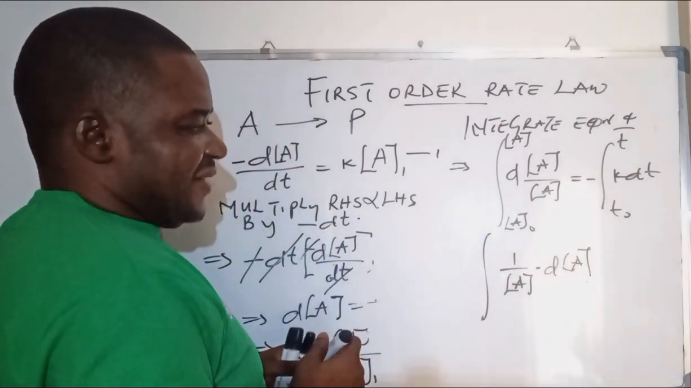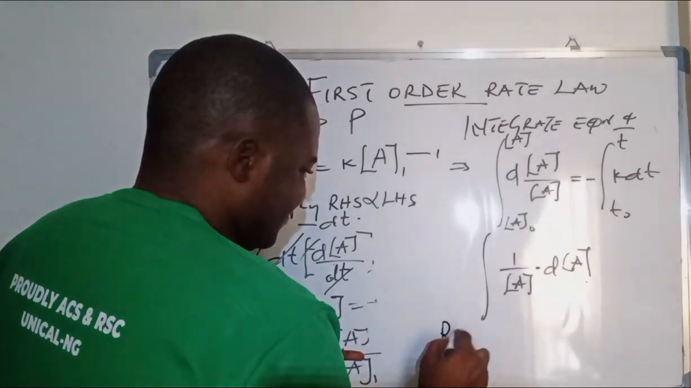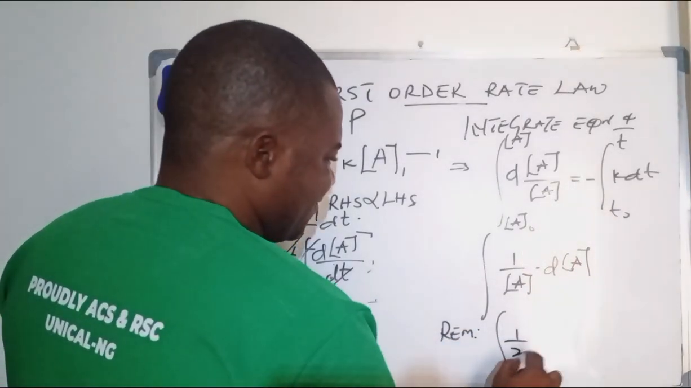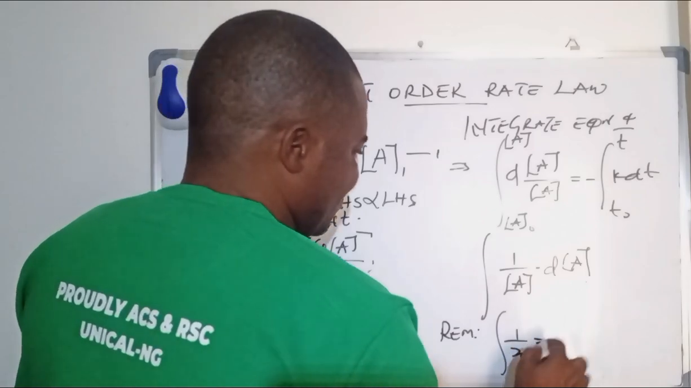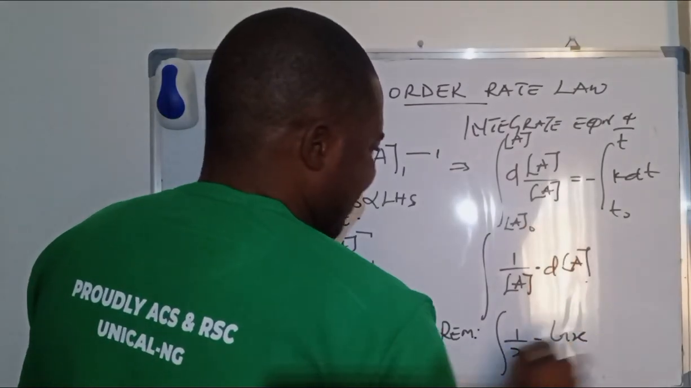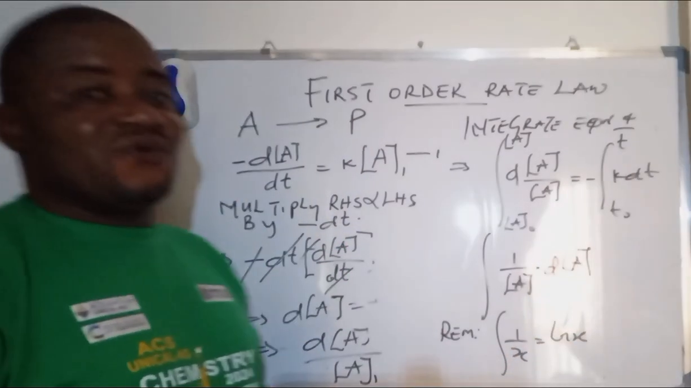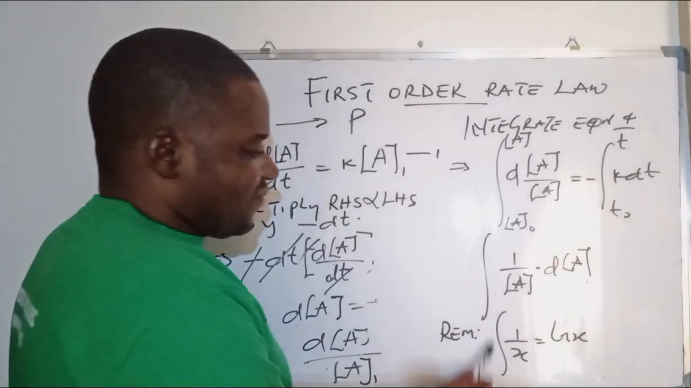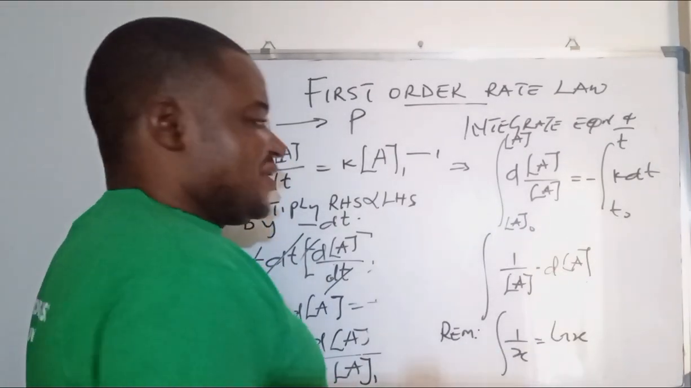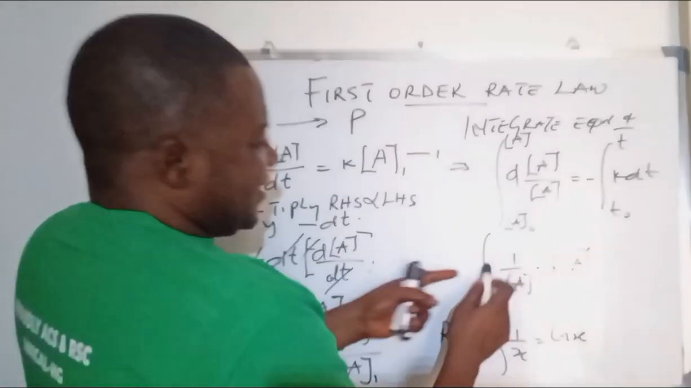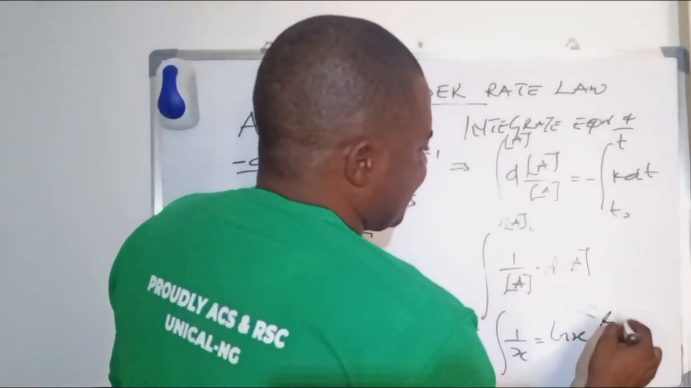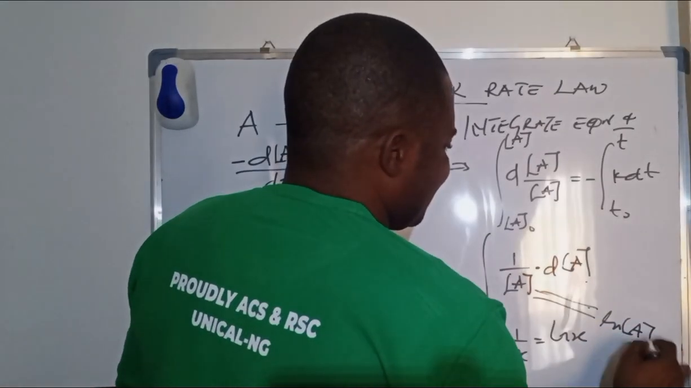Now, remember that the integral of 1 over x is equal to what? Is equal to ln x. That is what you know in your elementary mathematics, that the integral of 1 over x is equal to ln x. That means that the integral of 1 over A should give us ln A. That's what it means.